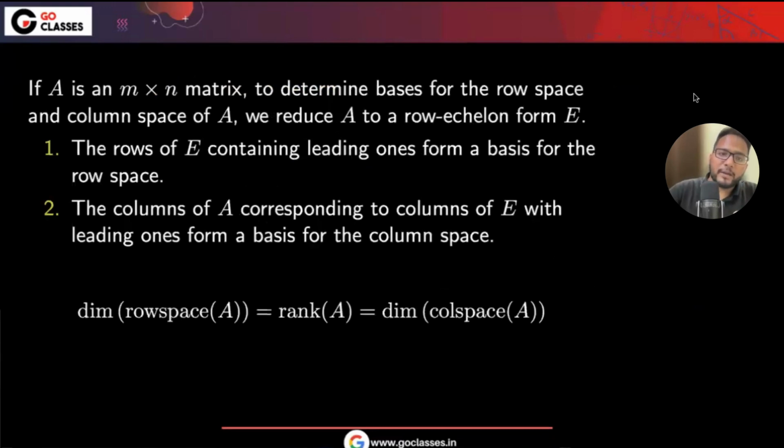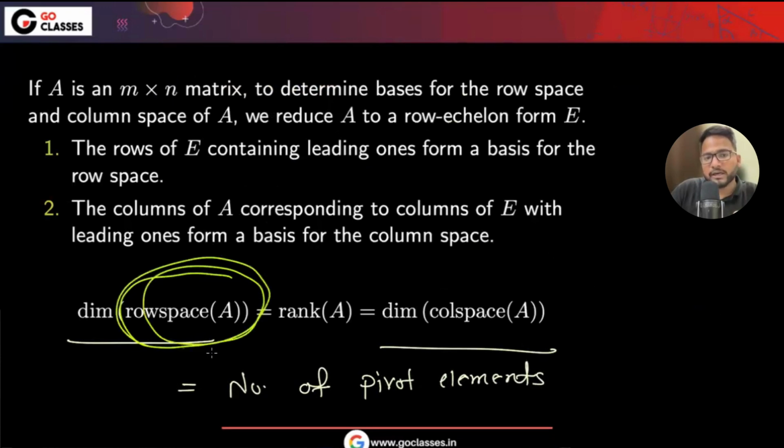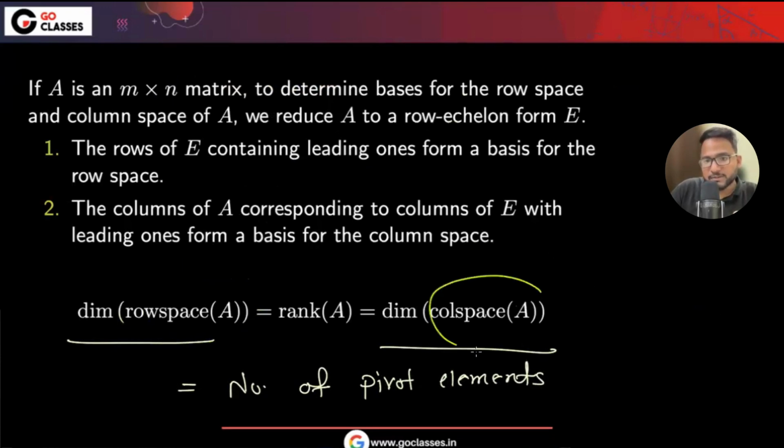So that you must have inferred till now. Basically, the dimension of the row space and the dimension of the column space is nothing but the number of pivot elements. For the row space, in the basis you are taking all the linearly independent rows. In the column space basis you are taking all the linearly independent columns, and both are equal, right? Which are equal to the number of pivot elements. So that's why the rank and everything is the same. Okay.